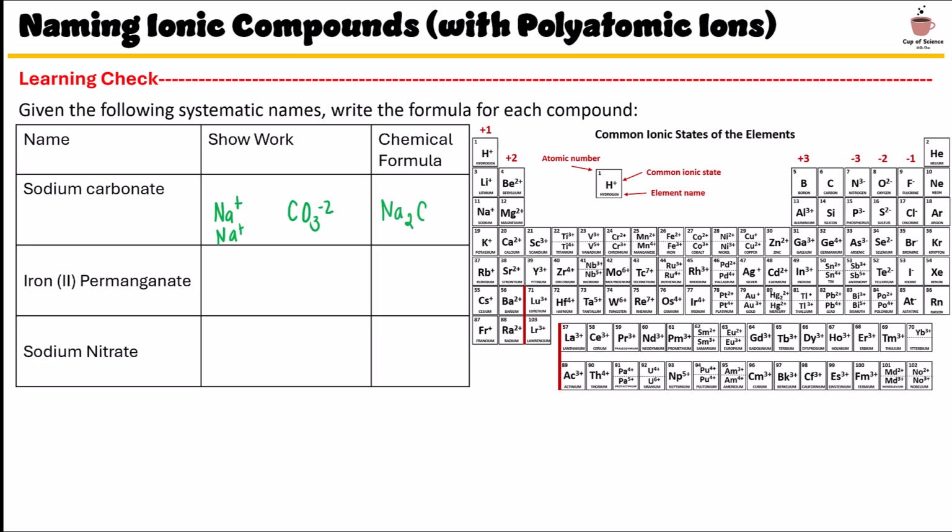Na2CO3. It indicates there's 2 sodiums for every carbonate. Now you might wonder, why don't you put the parentheses in front of the sodium because you put the 2 there? And that's because the parentheses only apply to polyatomic ions that are going to require to show that there's more than one of them.